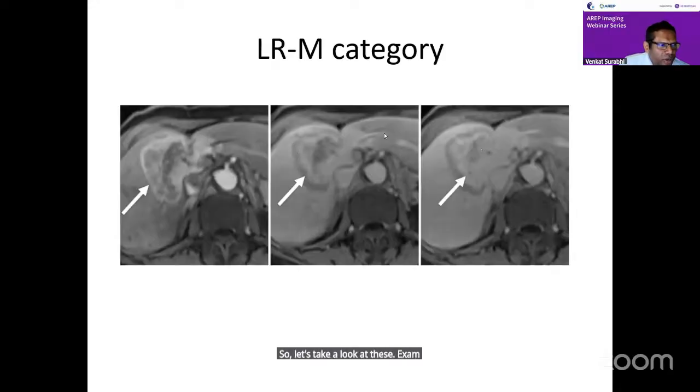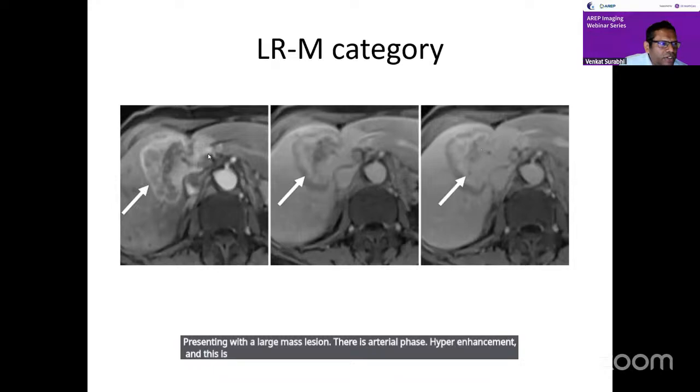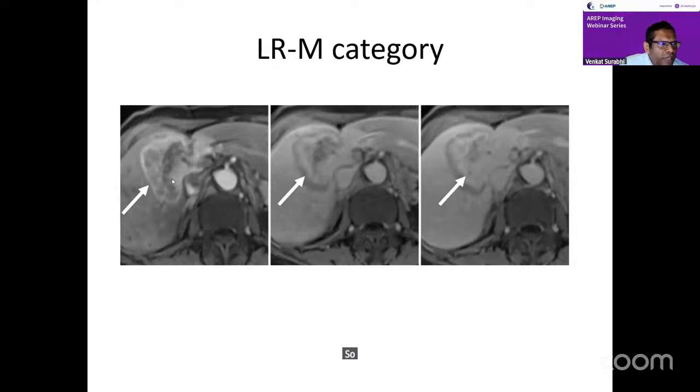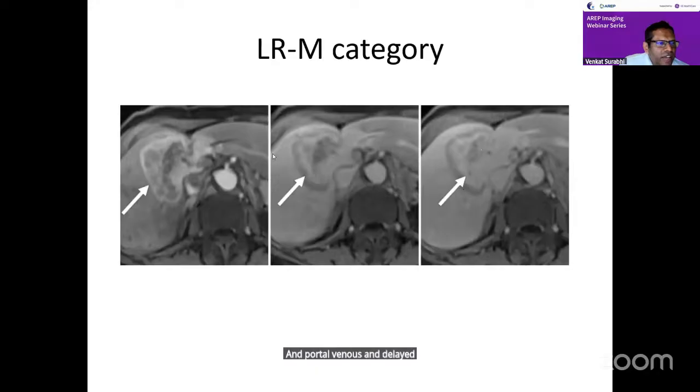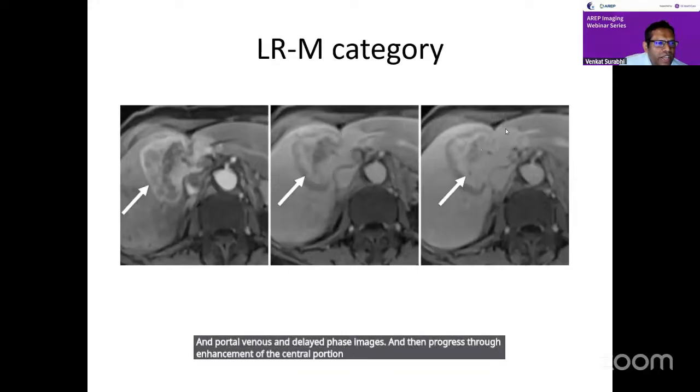This is a patient with cirrhosis presenting with a large mass lesion. There is arterial phase hyperenhancement, and this is a rim enhancement. So obviously, this would be an LR-M category. And then we can see washout of that rim on portal venous and delayed phase images, and then progressive enhancement of the central portion, as we can see here.